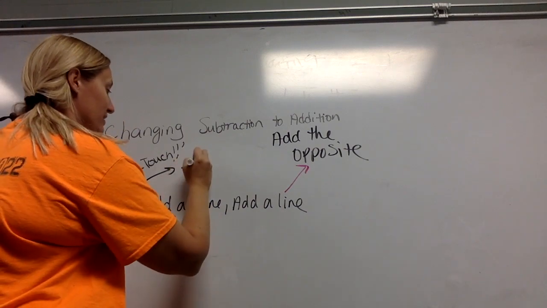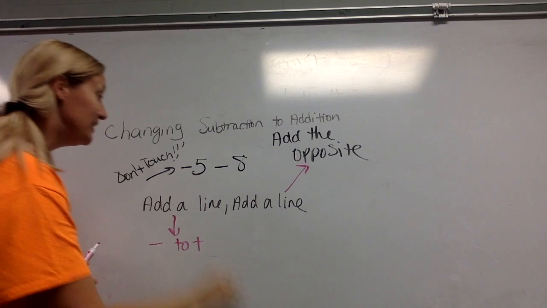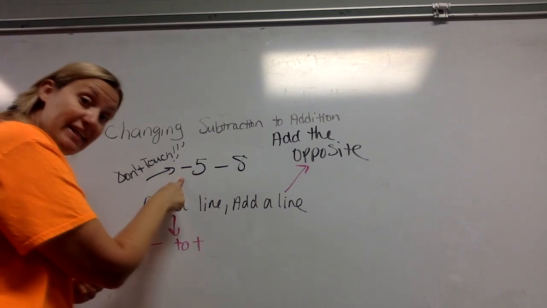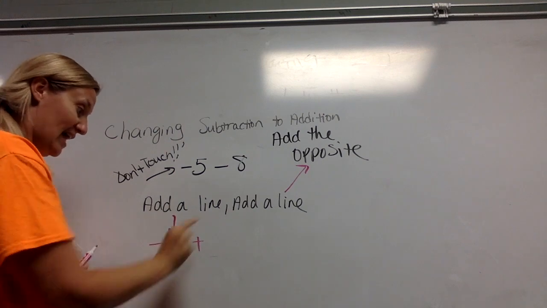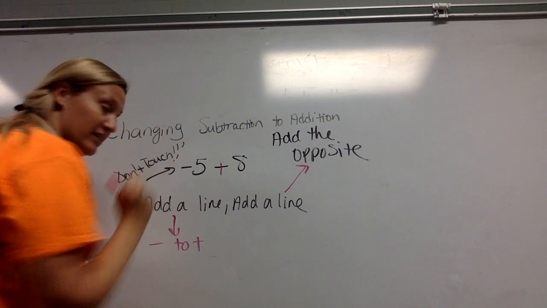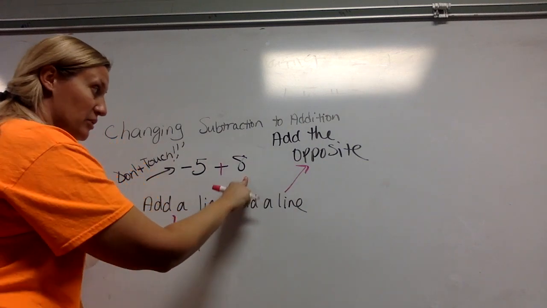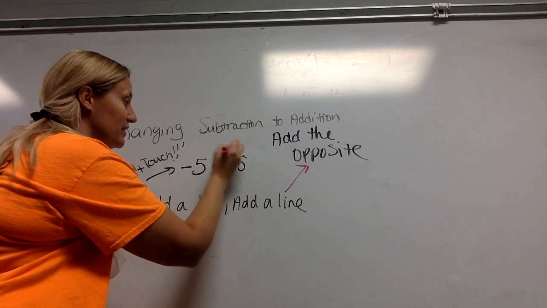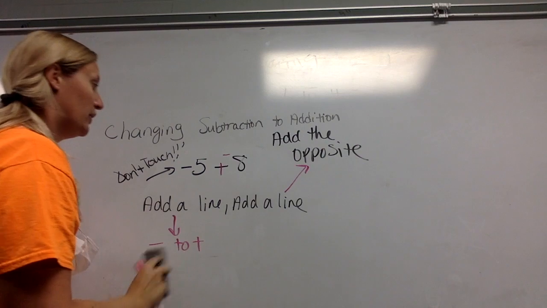So let's do negative 5 minus 8. Again, yes, I know this number is negative, but we don't touch it, don't touch it, don't touch it. Our first add a line is to change the subtraction to an addition. I add a line. My second add a line is to do the opposite of this number. It was positive 8. It's now negative 8. So I added a line to make it a negative 8.